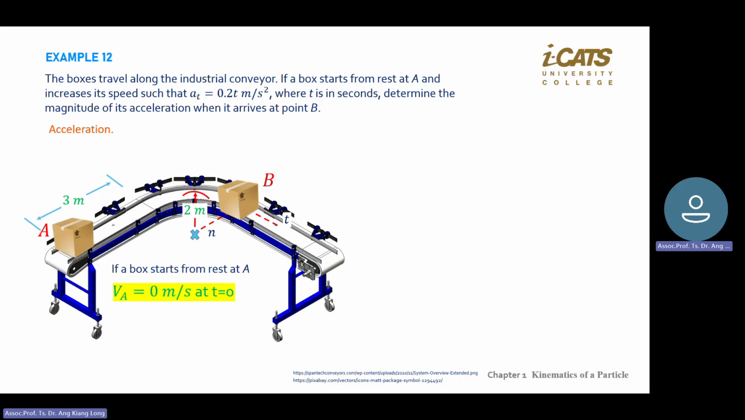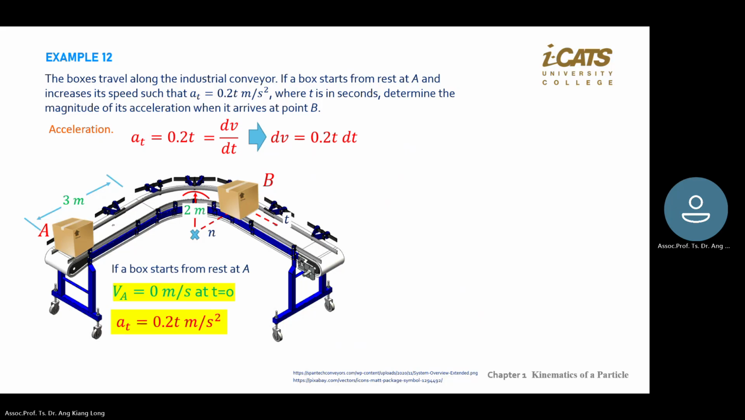This is a straight line, rectilinear motion. So calculate the speed from here until here, right? You're given the AT, 0.2 t. Substitute into the equation: A equal to dV dt. So this is the equation. Rearrange, you get dV equal to something, and you see d something, integrate, you get the V equation.